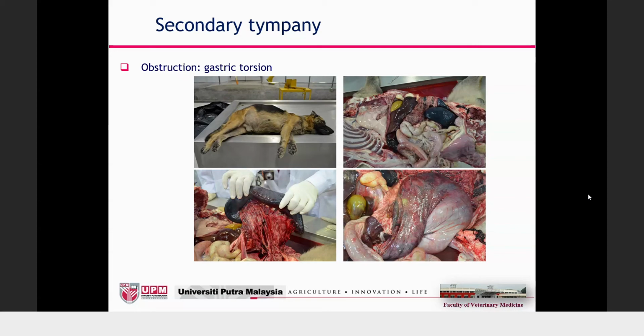Prof, I have a question. Just wondering, can secondary and primary tympany happen simultaneously? Secondary is possible, but it is not likely. You have to identify one, meaning that if you have both evidence, probably the animal died from primary tympany first.